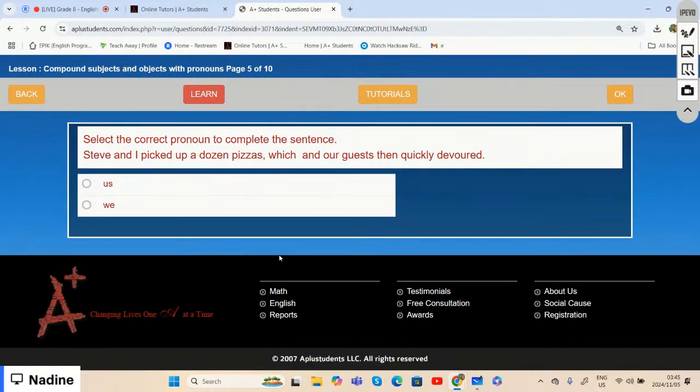It says, Steve and I picked up a dozen pizzas, which us and our guests then quickly devoured, or which we and our guests then quickly devoured? Do we say us and our guests, or we and our guests devoured?